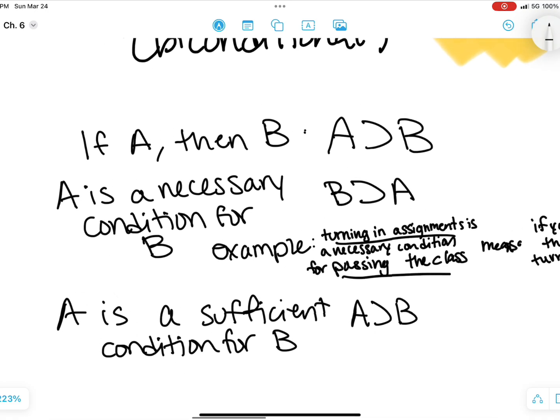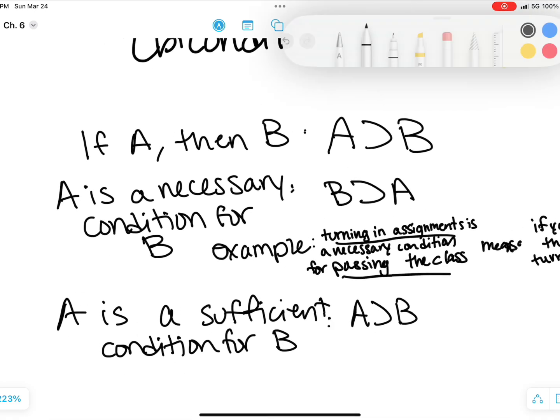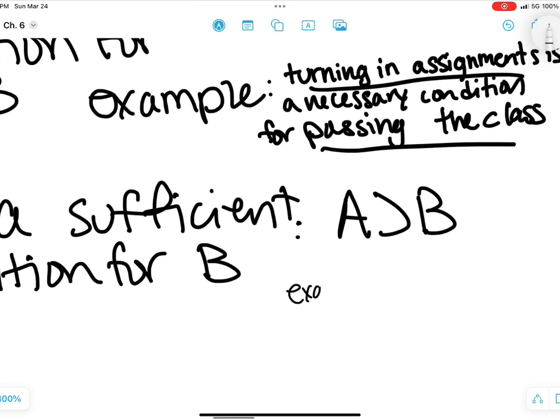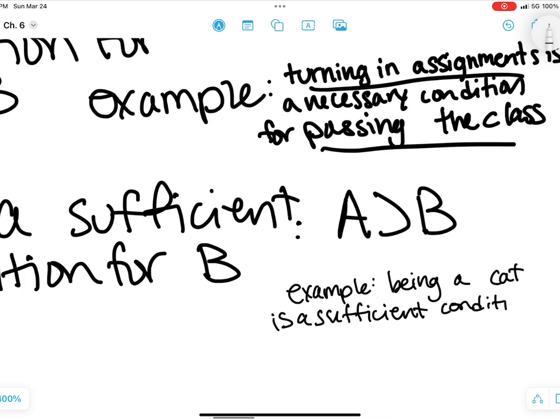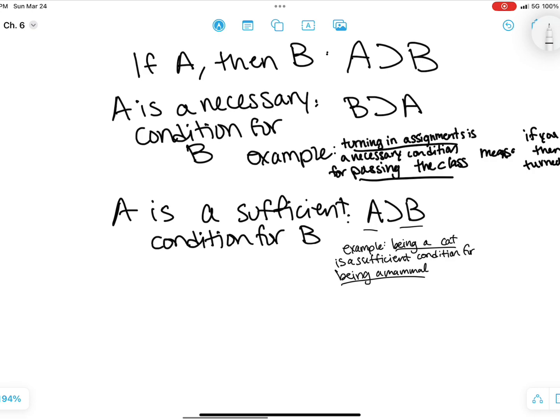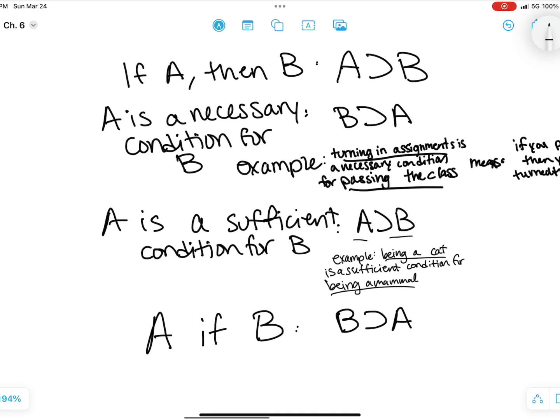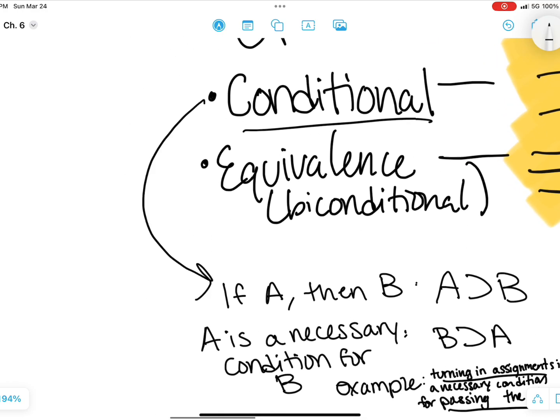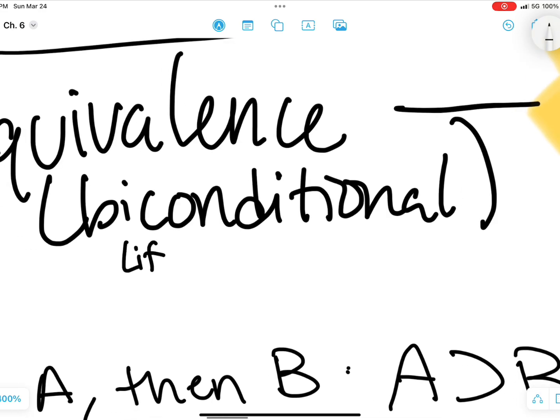What about sufficiency? Sufficiency flips the horseshoe. If A is a sufficient condition for B, then we translate that as A horseshoe B. Here's an example. Being a cat is a sufficient condition for being a mammal. Think of sufficiency like being enough. If you know something's a cat, that's enough for you to know it's a mammal. So that means if you're a cat, then you're a mammal. A, then B.